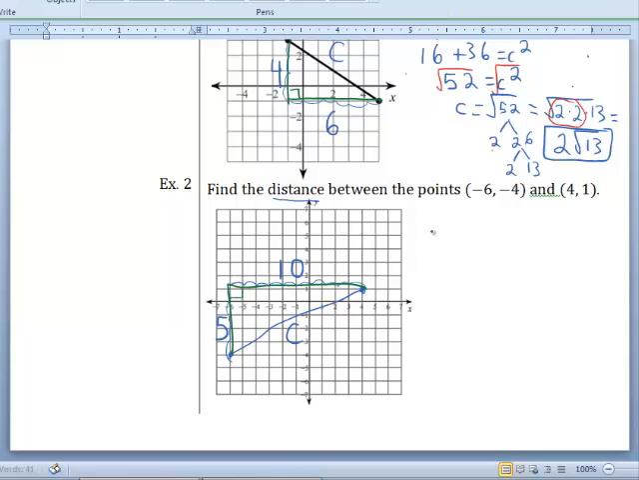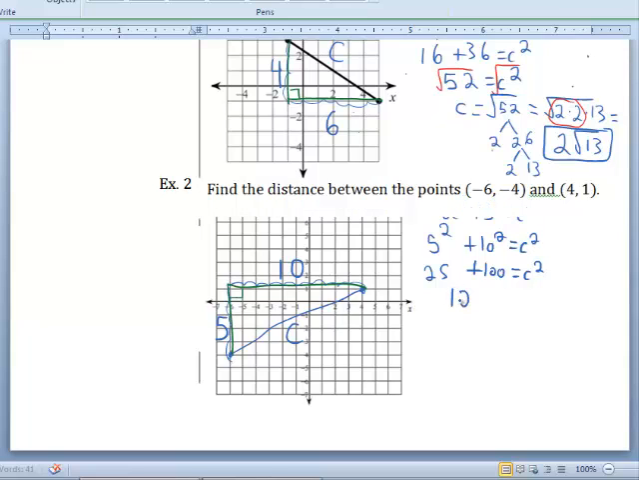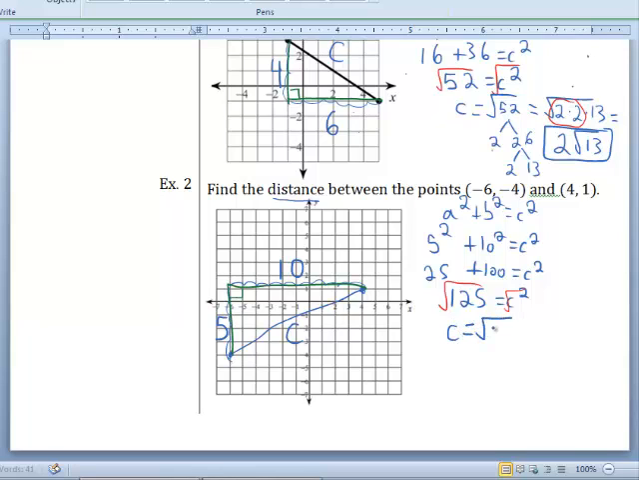So I've got a squared plus b squared equals c squared. And so I'm going to put the numbers in there. I've got 5 squared plus 10 squared equals c squared. 5 squared is 25, 10 squared is 100, and so 125 equals c squared. And I'm going to do the square root of both sides yet again, and switch them, so the square root of 125 equals c, and therefore c equals the square root of 125. I just switch those around because I like to have my variable on the left.